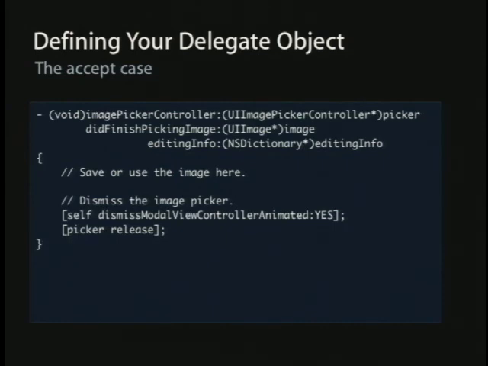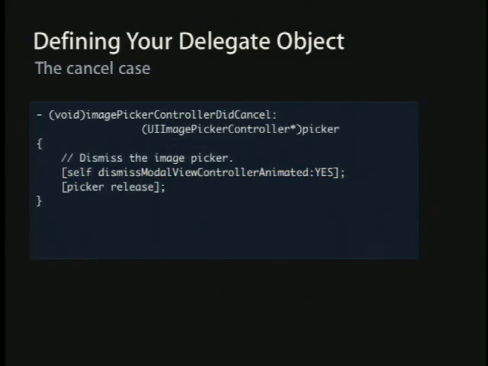So this part's actually pretty important. The delegate protocol defines that it will call this method for you when the user picks an image, but it won't automatically dismiss the controller. You have to do that yourself. So you'll want to call self dismissModalViewControllerAnimated, and again, animated YES, so it slides down. And assuming you didn't already release your picker before, you'll call picker release to clean up your memory usage.